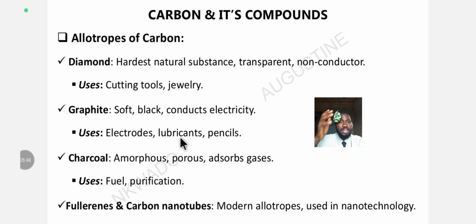Let's move over to the next. It's used as a lubricant. It is also used to make pencils. You know that it's black. Unlike those days when they used lead to make pencils, they later discovered that lead is very, very poisonous. As kids, we used to chew pencils, that black thing.